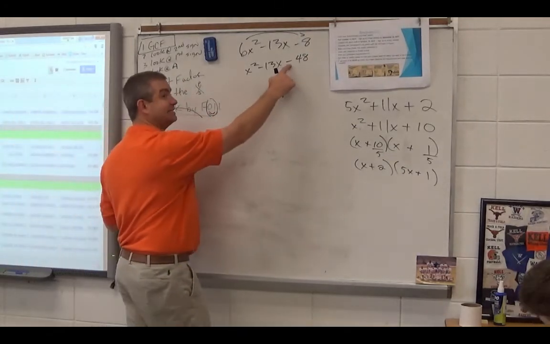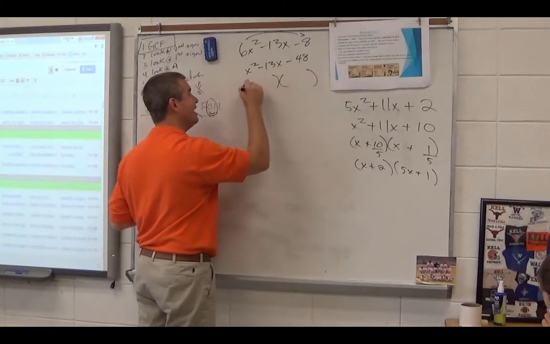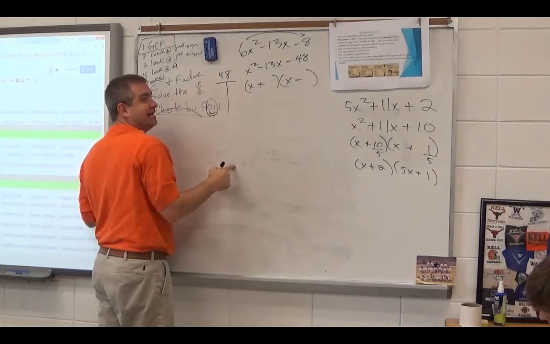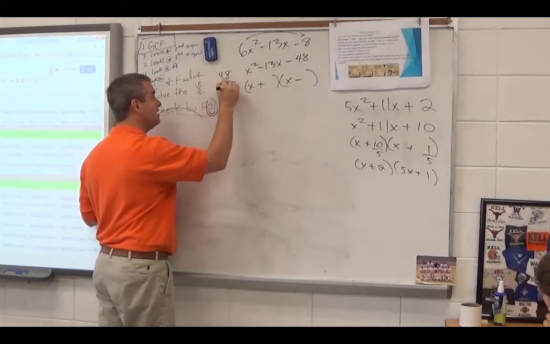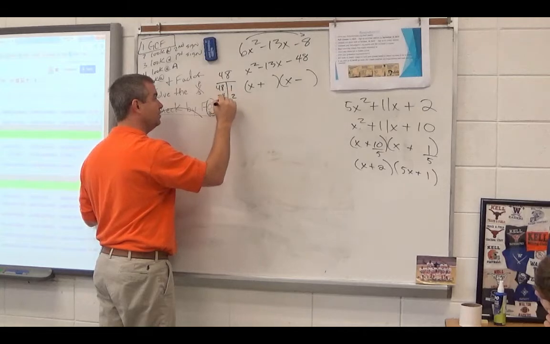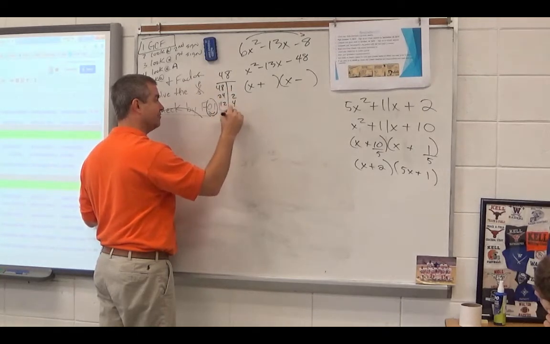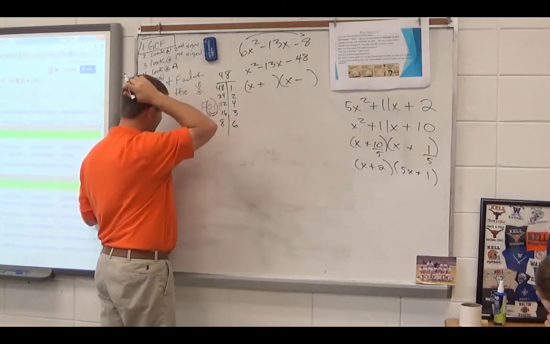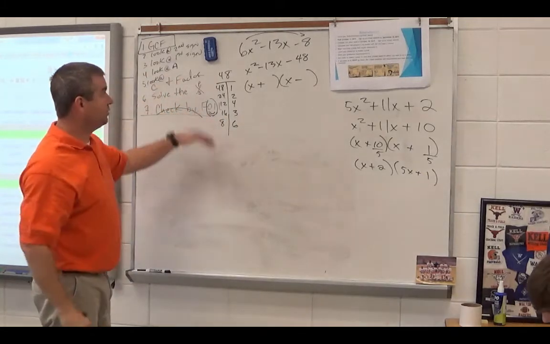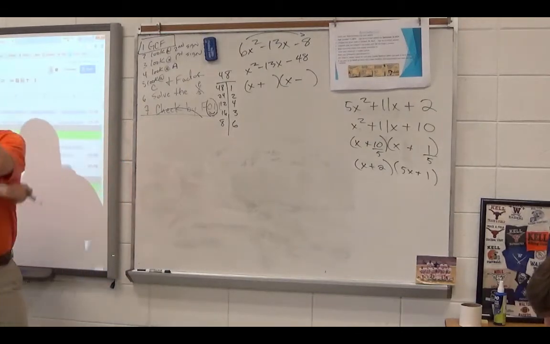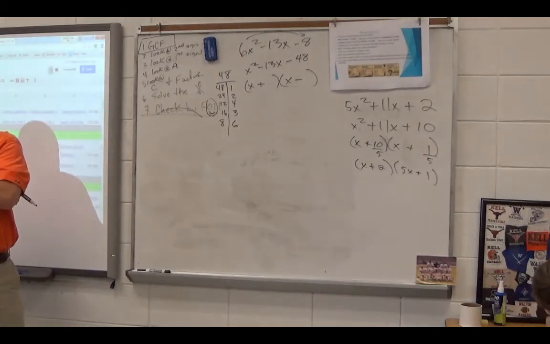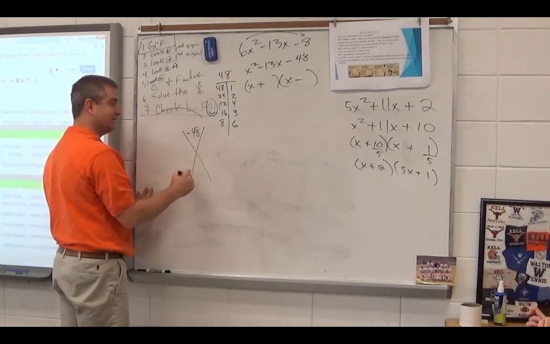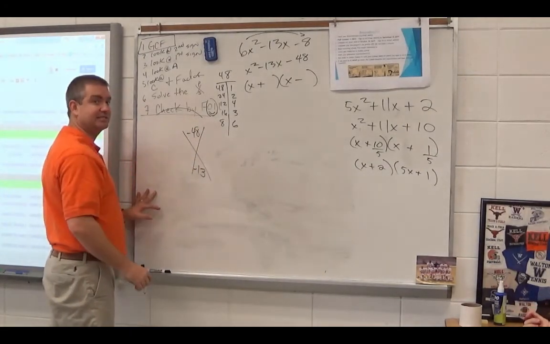I look at my second sign, it's negative. That tells me that I have x plus and x minus. I break down 48. 48's not easy. There's a lot of factors. 48 and 1, 24 and 2, 12 and 4, 16 and 3, 8 and 6. Which one of those factors has something to do with 13? Specifically negative 13. 16 and 3. So I want negative 48 as the product, and I want negative 13 as the sum.